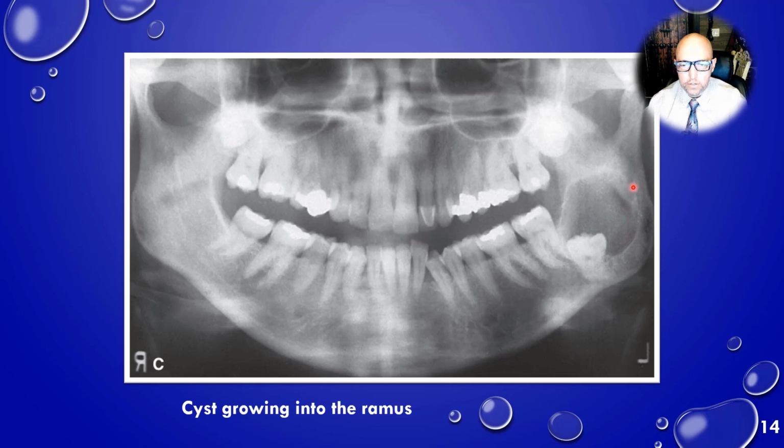Is it displacing structures? Likely. The inferior alveolar canal likely is being pressed down here. I'd rather see a three-dimensional image and really see what's going on with the canal there. But yeah, displacing structures, well-defined corticated border, very cyst-like, growing into the ramus in this case.